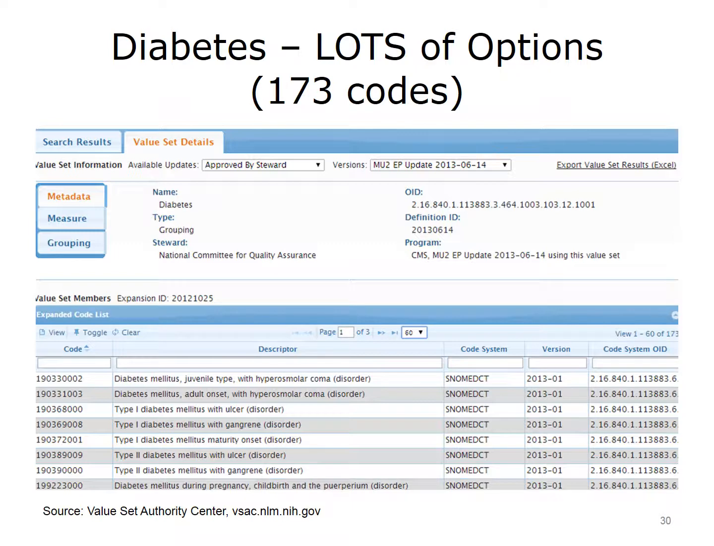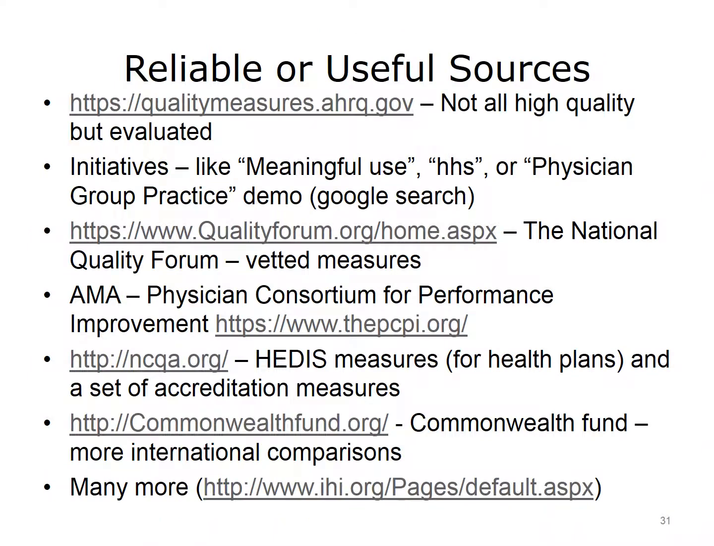Here's another example, the broad definition of diabetes used in several measures. Here, 173 codes from 3 different taxonomies may be used. There are a number of useful sources to check for measure specifications. There are many organizations that develop measures, and you can learn a great deal from looking at their websites to understand how they developed them and how they're intended to be used.